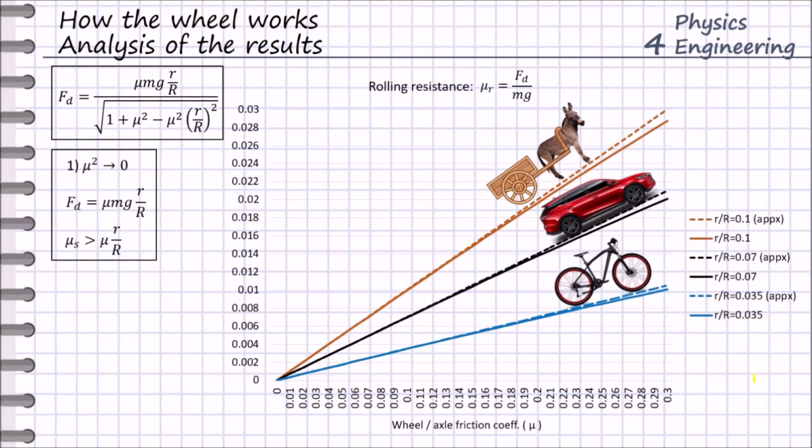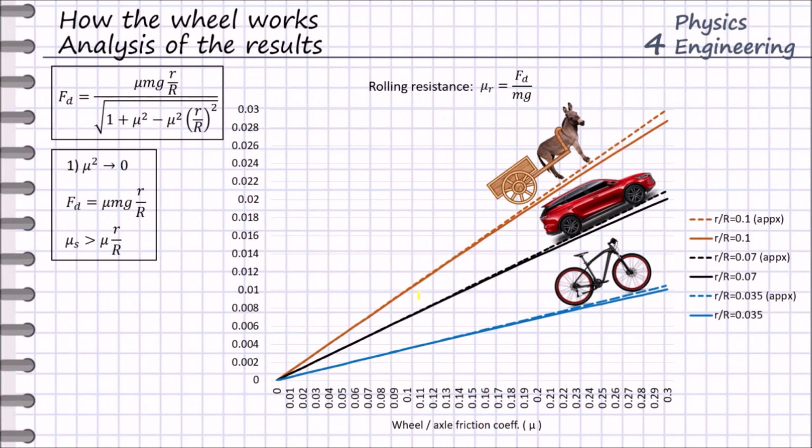Yeah, so here we have a graph. There are 3 lines, so the graph represents the friction. This is actually the resistance to the motion. The value on the vertical axis is the ratio between the driving force and the gravity force. So this is our, let's say, rolling resistance. And on the x axis, we have the friction coefficient between the wheel and the axle.